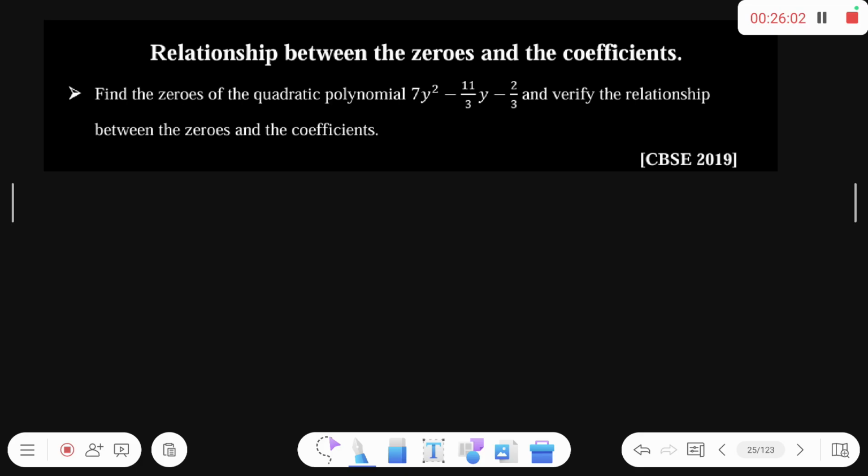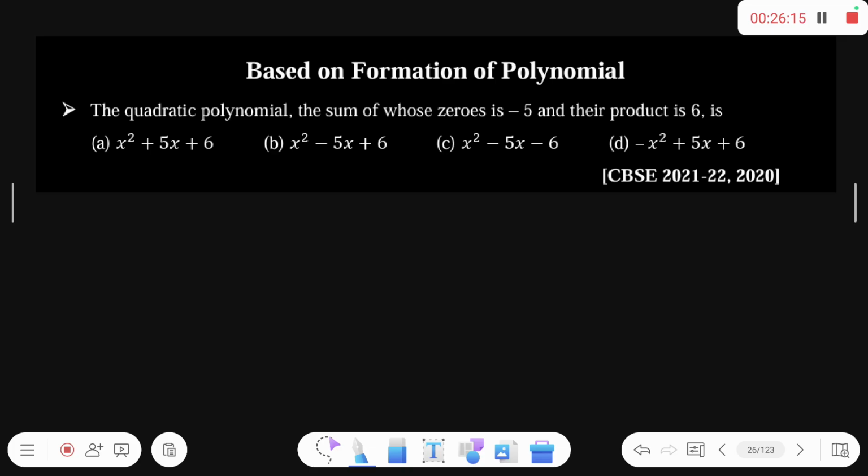Now, relationship between zeros and coefficients. Find the zeros of the quadratic polynomial. This is a repeated question from the previous topic. This is again a repeat. I think there is some problem with this.